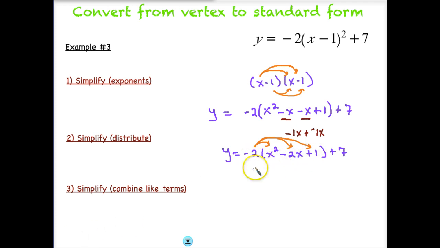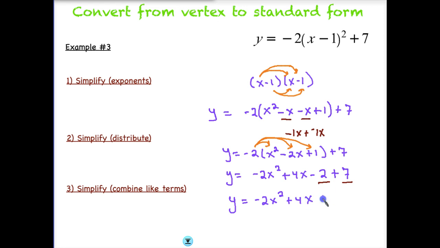So when I do that, I get y equals negative 2x squared. Negative times a negative is going to be a positive 4x. And then a negative 2 times 1 is negative 2. Now my parentheses are gone. So my final step, step 3, is to combine the like terms that are left. So I've got a negative 2 and a positive 7 that I can combine. So my final answer is y equals negative 2x squared plus 4x plus 5.